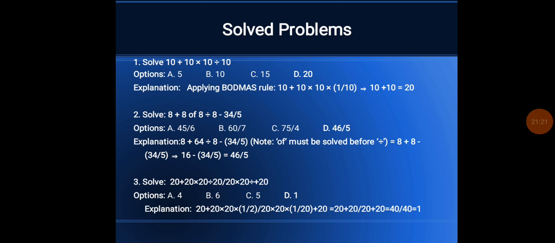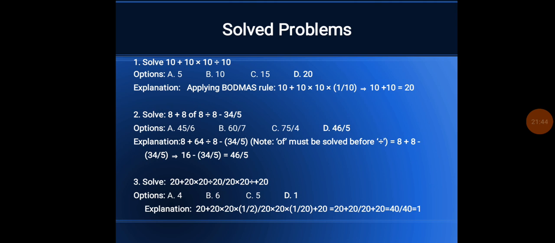So we get 8 plus 64 divided by 8 minus 34 by 5. After that we divide: 64 divided by 8 is 8. So we get 8 plus 8 minus 34 by 5. 8 plus 8 means 16. So 16 minus 34 by 5. So we get 46 by 5 as the answer.